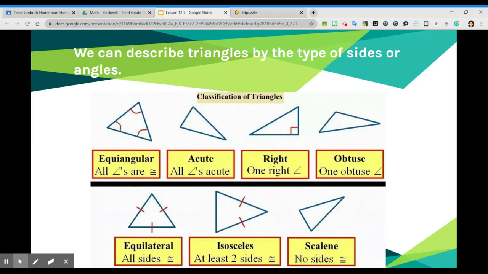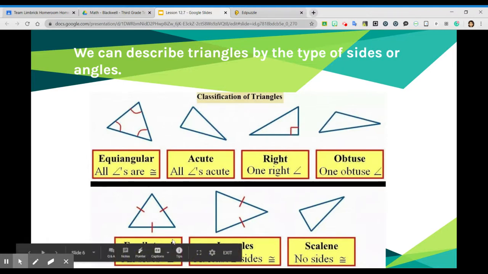So these are all the different classifications of triangles. We can call them equiangular, meaning all of the angles are equal. These ones were all less, like our last example. We can call them acute triangles, meaning all of the angles are acute, less than 90 degrees. Right triangles have at least one right angle, or obtuse, which have at least one obtuse angle right there.